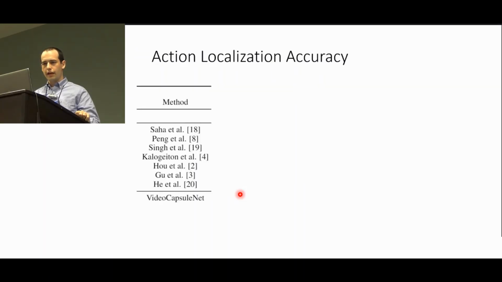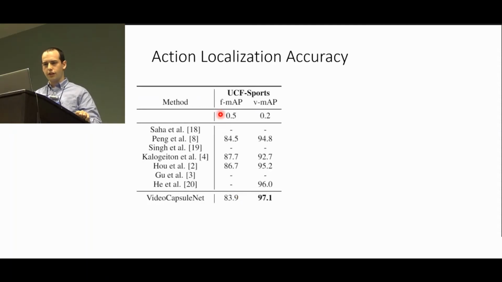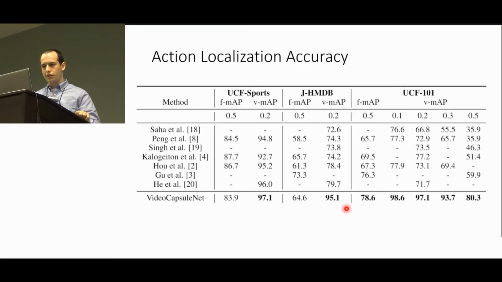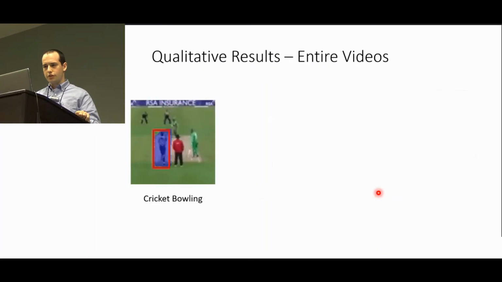So the video capsule net achieves pretty good results on 3 different data sets, state-of-the-art results. First, UCF Sports was the smallest data set we tested on. It achieves a 1% improvement in VMAP at 0.2 IOU threshold. For JHMDB, we see a larger improvement, about 15% VMAP at this threshold. And then for UCF 101, which is the largest one we tested on, we can see a much larger improvement, about 20% for VMAP and about 2% for FMAP.